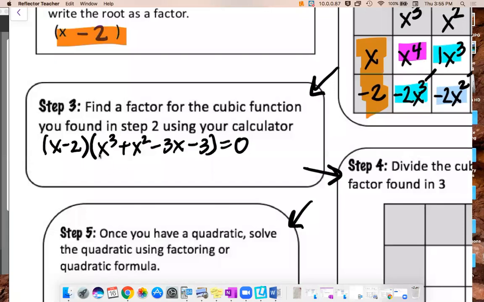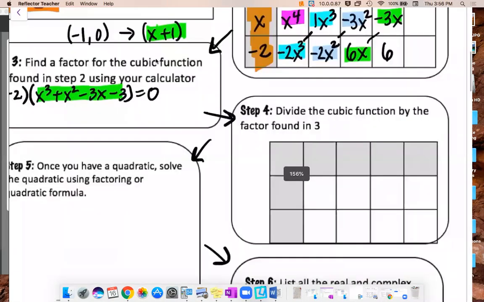So I did have one other x-intercept. Above, we said that there was another x-intercept at -1, 0. So what you do is you make your factor, so it's x, and then you switch the sign. Since this is a -1, I'm going to add 1. Then I'm going to divide this cubic function by this factor right here. Okay, so we're going to go to step 4, and we're going to do that division.